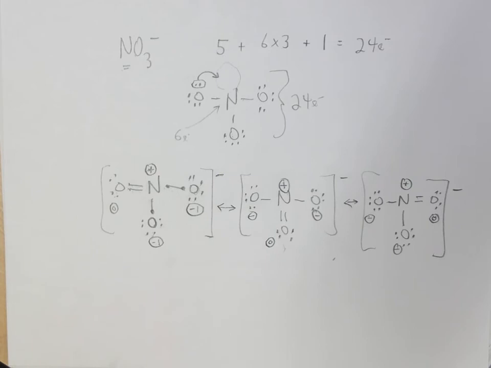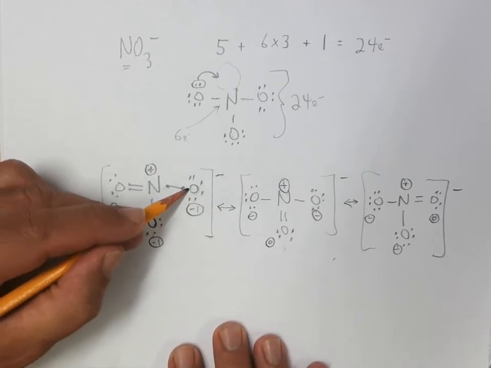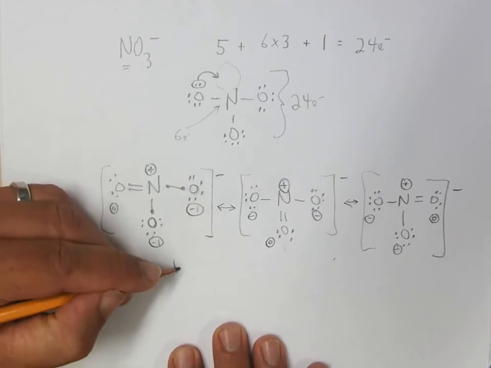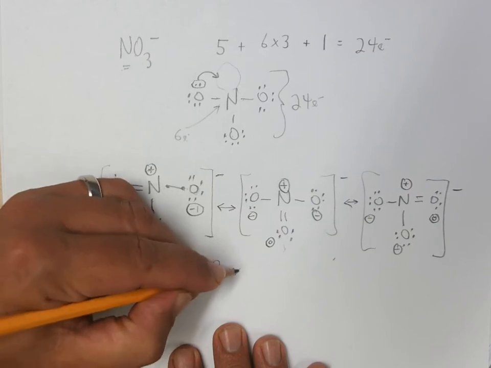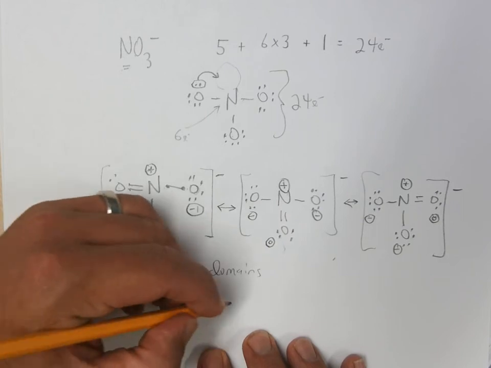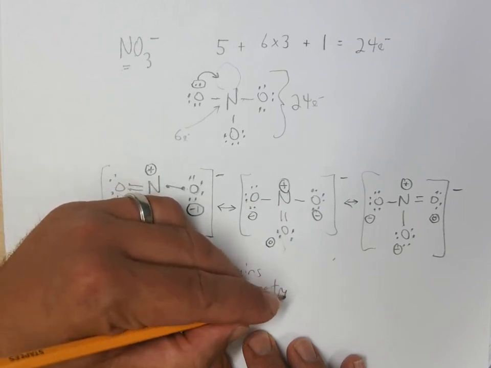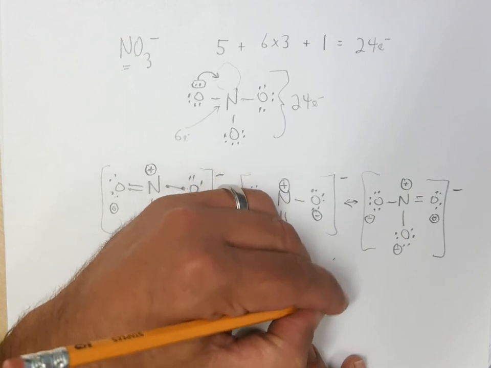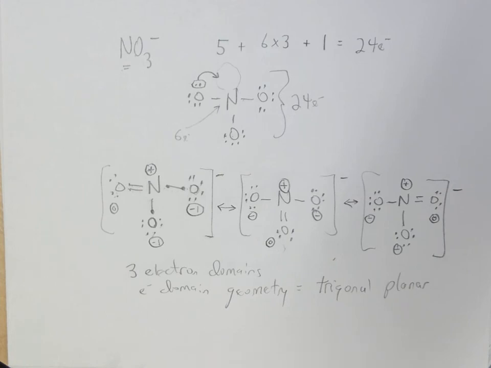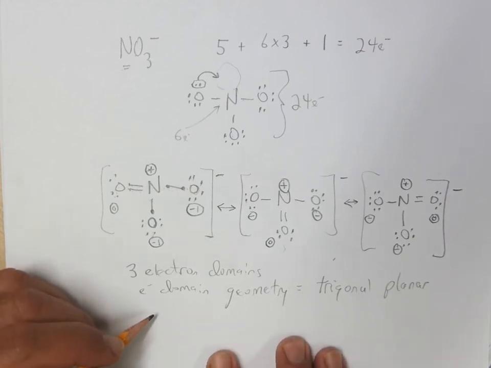Now when I look at this structure, I see 1, 2, 3 atoms and no lone pairs on the central atom. So I have 3 electron domains, which means the electron domain geometry is trigonal planar. So it's okay that the dot structure shows this sort of as a T-shaped molecule, but in actuality the atoms get to spread out more in space and form a trigonal planar geometry.